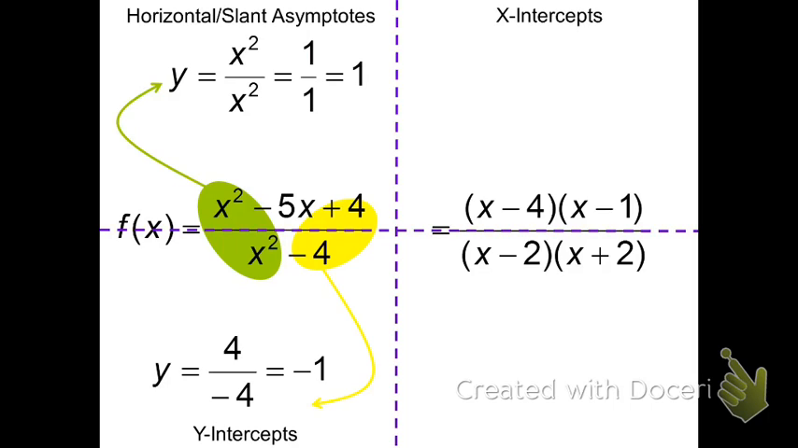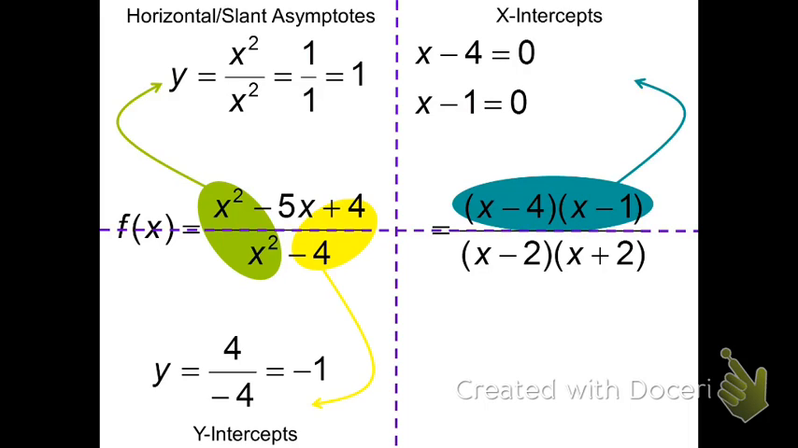So when we look at the top, this is going to give us our x-intercepts, or when y equals 0. So you're going to take your top 2 factors, and you're going to set each of those equal to 0. X minus 4 equals 0, and x minus 1 equals 0. And then you can solve. So x equals 4 and x equals 1 are your x-intercepts.